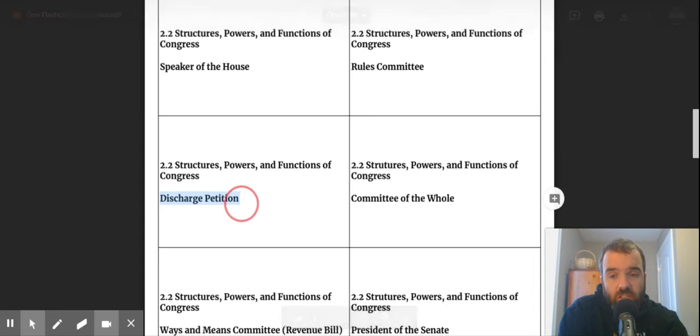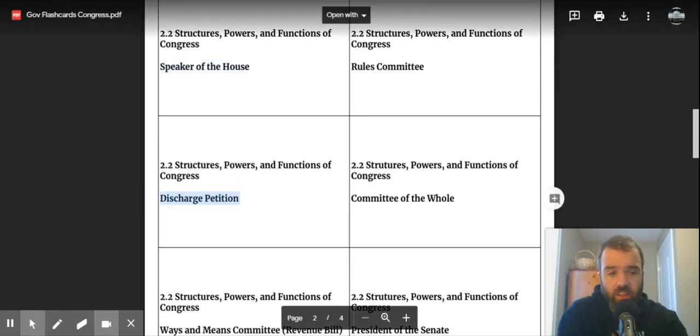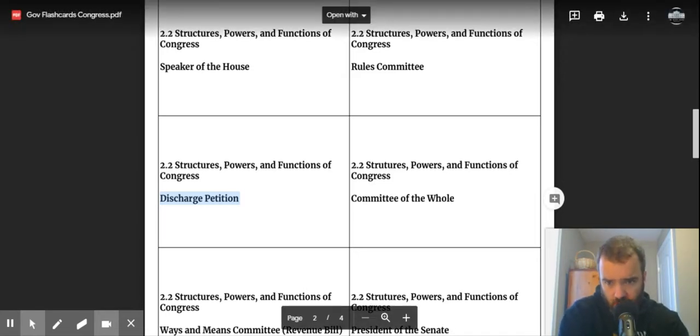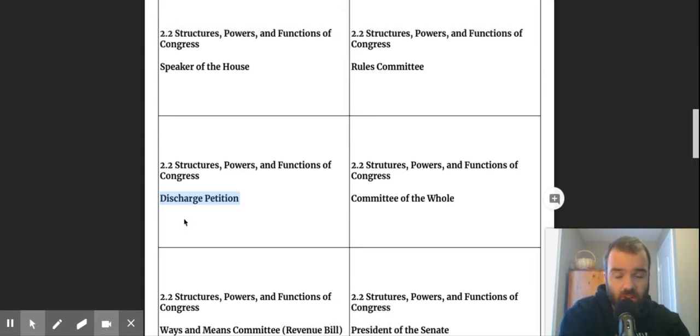A discharge petition is a petition where a majority of members of the House of Representatives will sign a petition and take a vote to bring a bill out of committee to the floor of the House for a vote. A discharge petition will happen to override if the speaker doesn't want to vote on a bill, or maybe a bill has been introduced to a committee, but they're deciding not to send it to the full floor for a vote. And the entire House can override the leadership and send that out to the floor. Now, this is kind of an unusual thing to occur, and it means that the leadership doesn't have a whole lot of power.